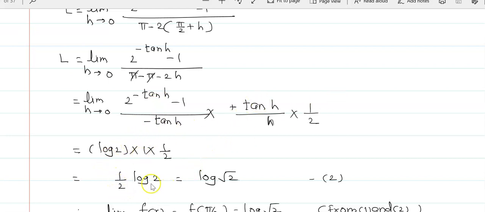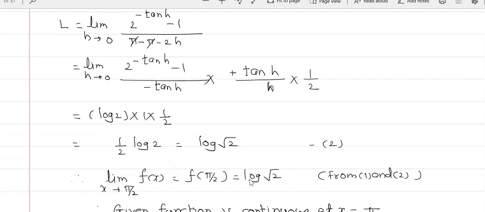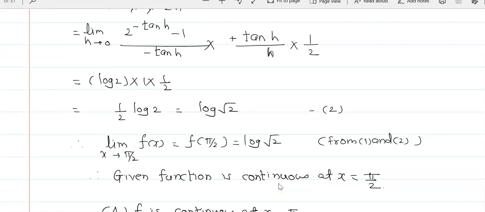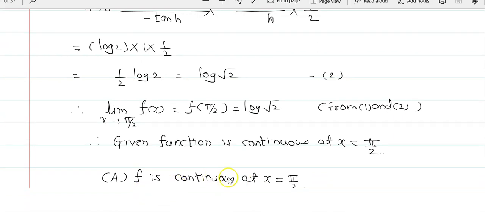And overall, you will get 1 upon 2 into log of 2, that is log of root 2 by using the property of logarithm. Here is 1 upon 2, therefore it's 2 raised to 1 upon 2, that is log of root 2. And hence, limit x tends to pi by 2 of f of x is equal to f of pi by 2 is equal to log of root 2. And therefore, as the given function is continuous at x is equal to pi by 2, f is continuous at x is equal to pi by 2.